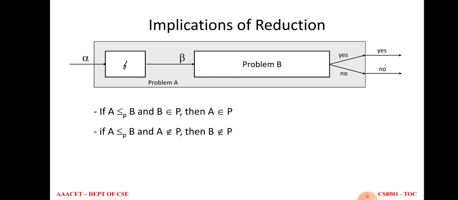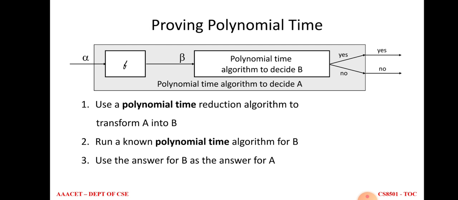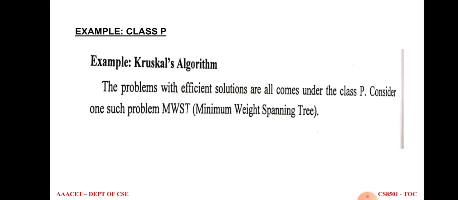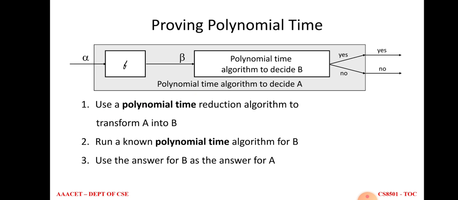So the solution is either yes or no. Here we use a polynomial time reduction algorithm to transform A into B, and run a known polynomial time algorithm for B. Use the answer for B as the answer for A, using the same input for A for the problem B also. So these are all about what is class P and what is class NP.